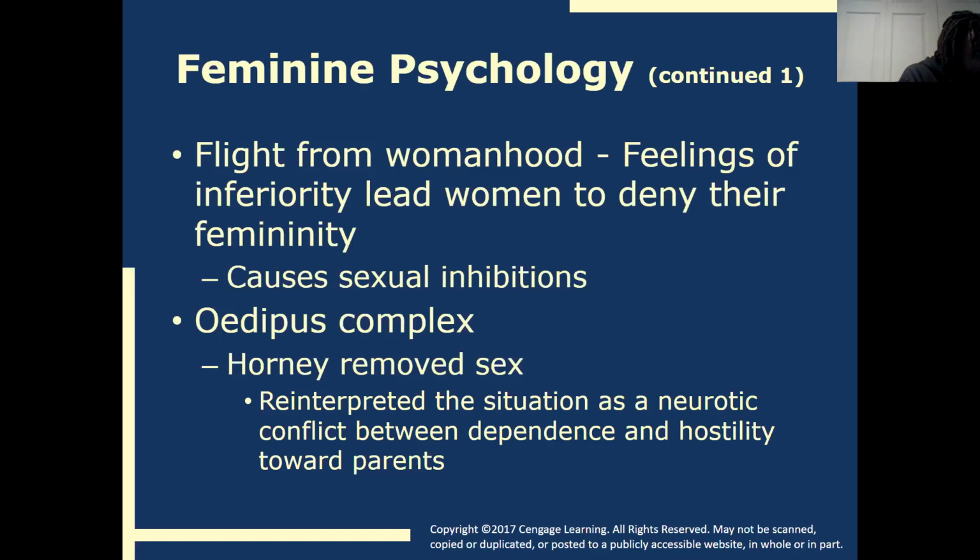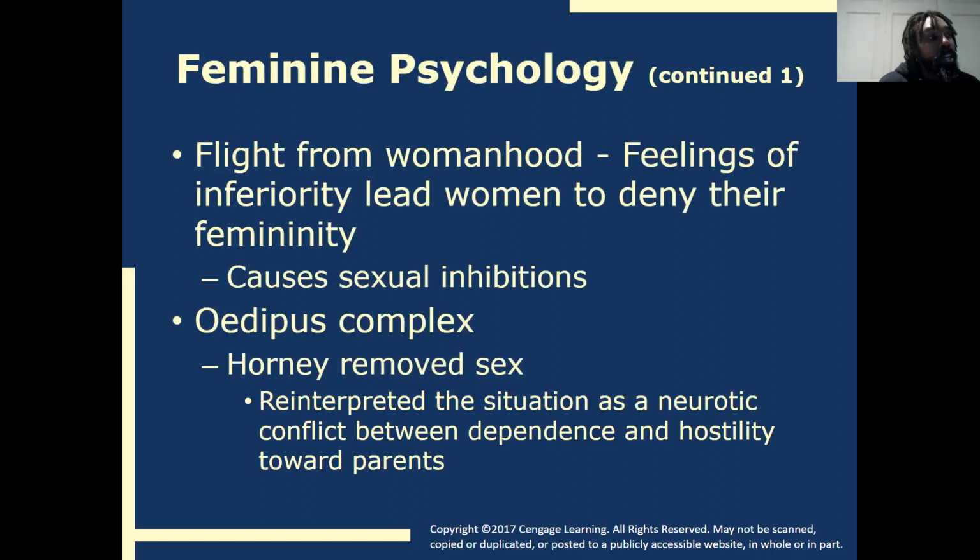Continuing along with that, conflict between dependence and hostility only happens when parents undermine their child's security. So it's not biologically based. It's not universal to all. And that's a major difference between Horney's theory and Freud's.